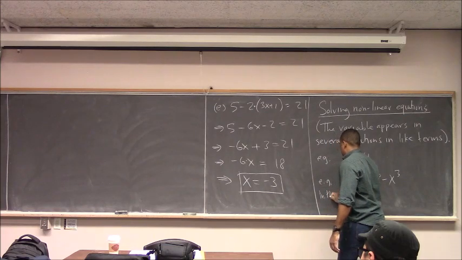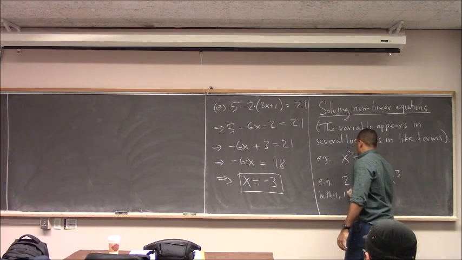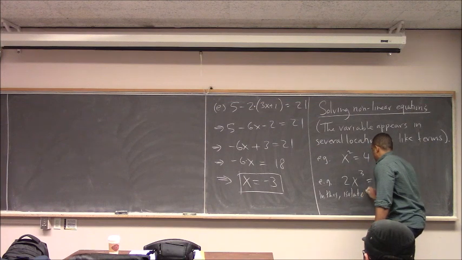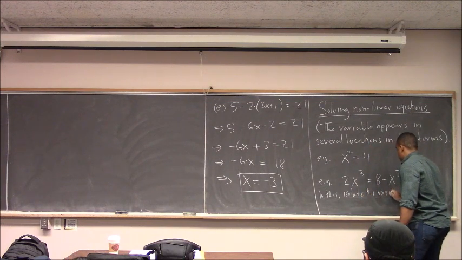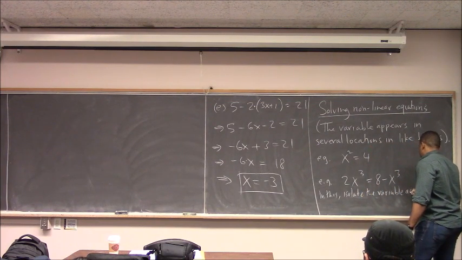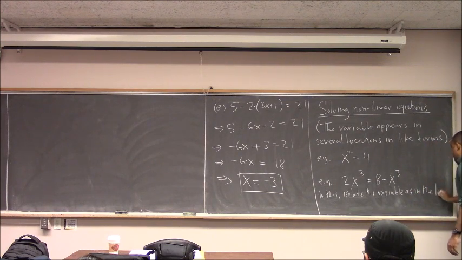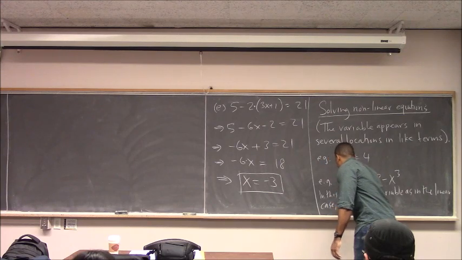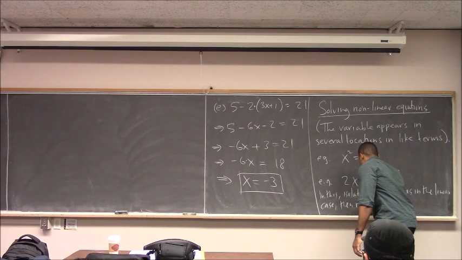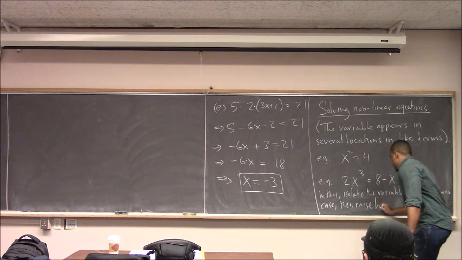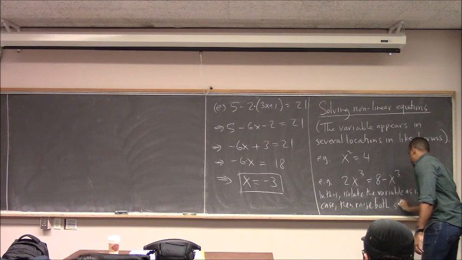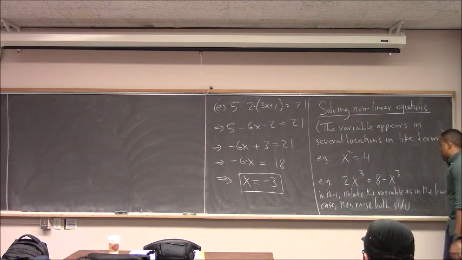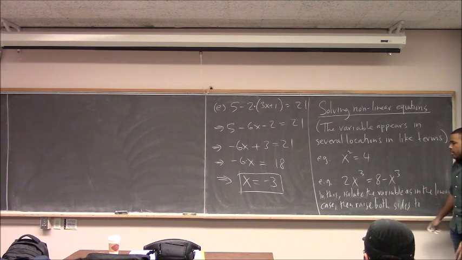And in this case, isolate the variable, as in the linear case. Then raise both sides to the appropriate power. And that, raising both sides to a power, is kind of like applying property 2.